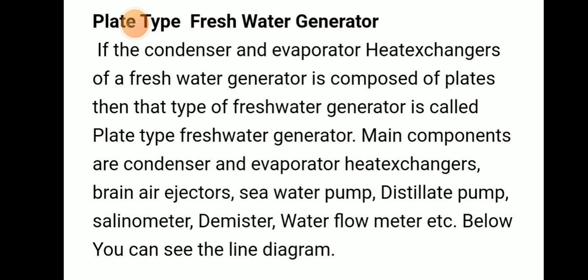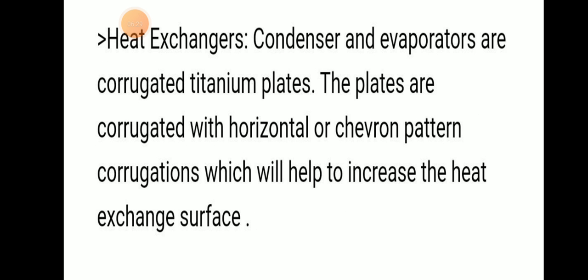Plate type freshwater generator means the condenser and evaporator heat exchangers are of plate type, so we call it a plate type heat exchanger. Here the main components are condenser, evaporator heat exchanger, brine ejector, seawater pump, distillate pump, salinometer, demister, water flow meter, etc. The heat exchangers, meaning condenser and evaporator, are corrugated titanium plates.